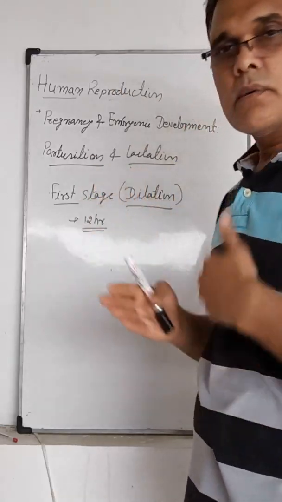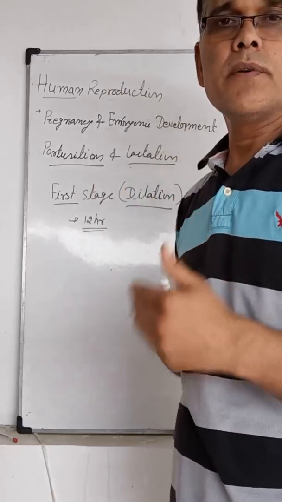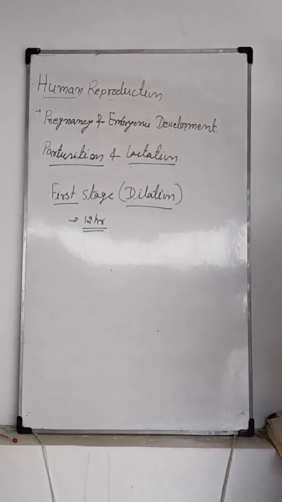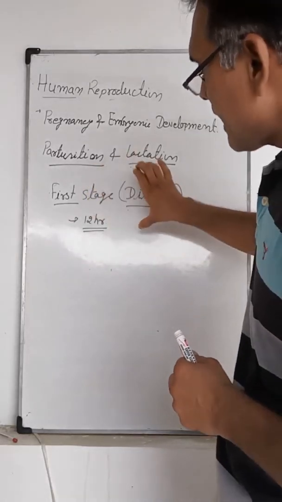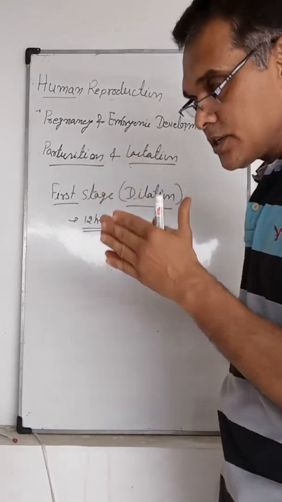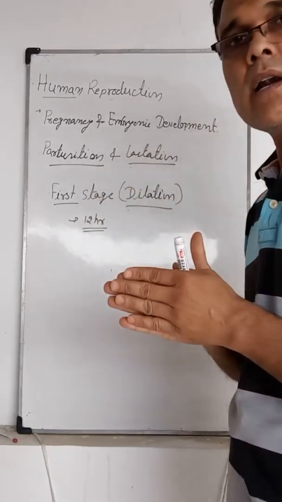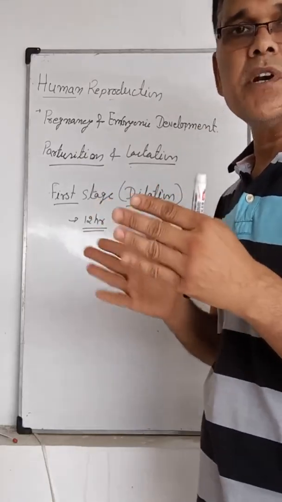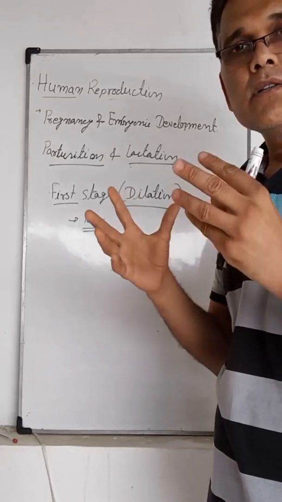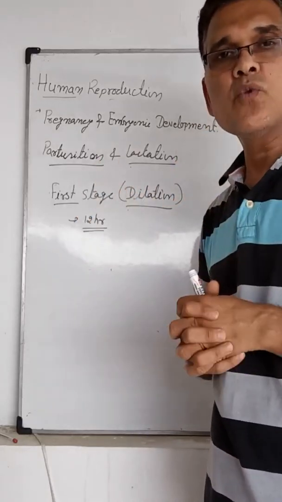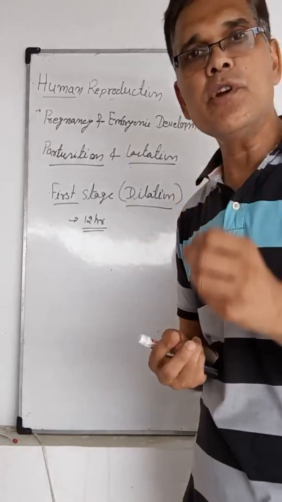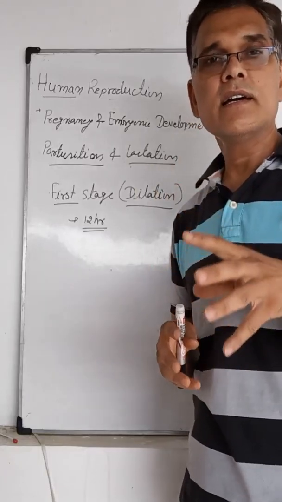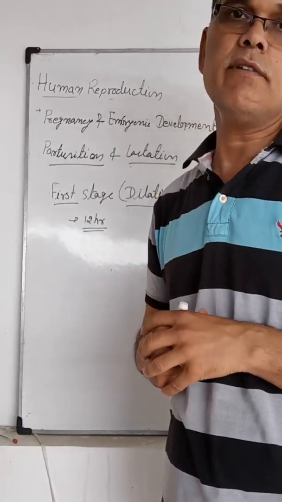So this peristaltic movement of contraction of the uterus is increased during this first stage, and during the dilation stage the uterus and fetus will be detached. Means the placenta will be detached from the endometrium wall, and the fluid which is present around the fetus, that is known as amniotic fluid, will be released from the vagina, and that works as a lubricant during the delivery of the child.